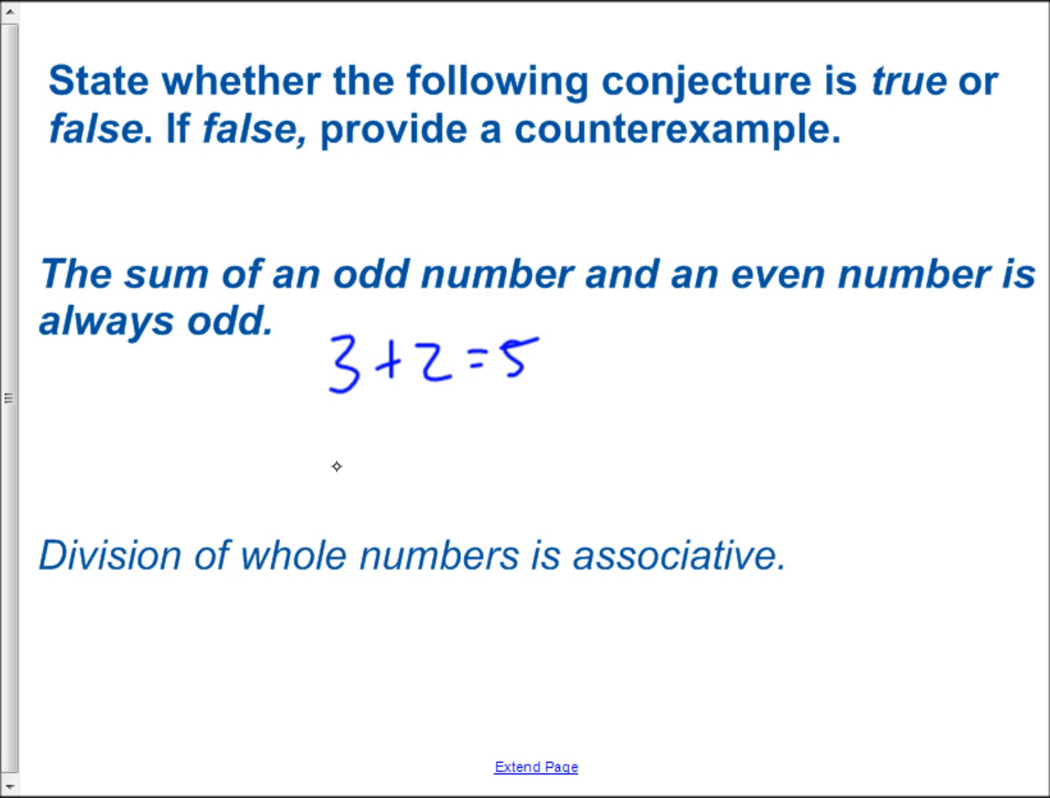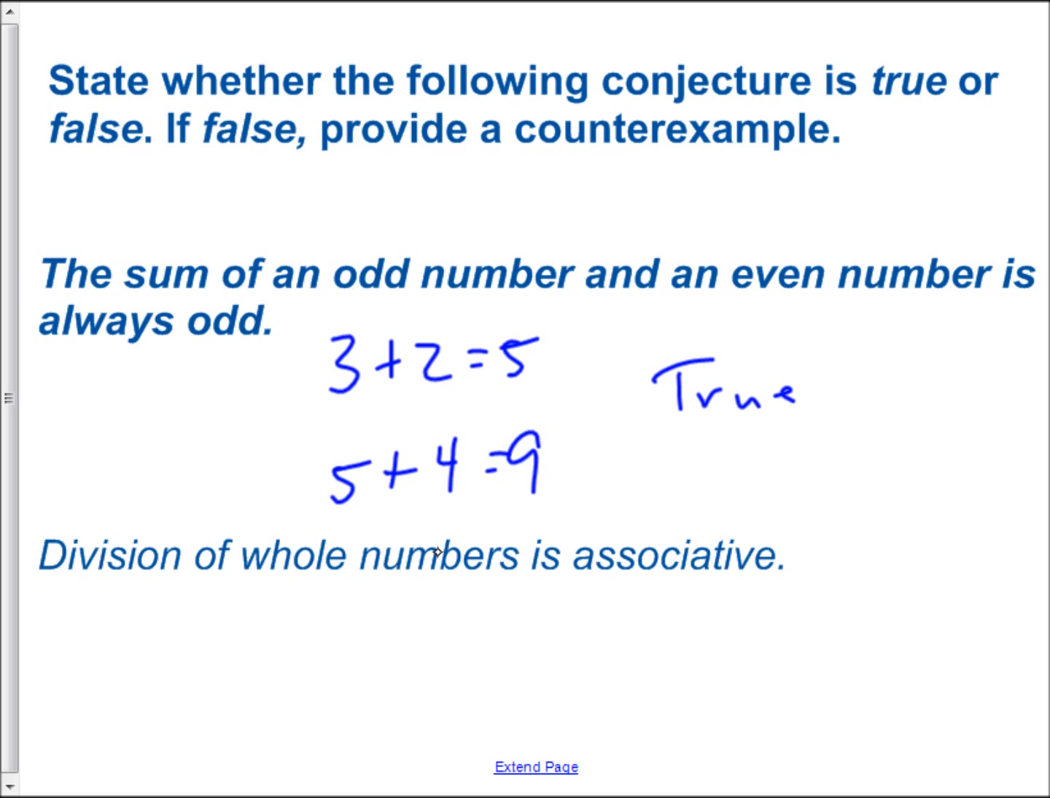Okay, let's try another one. Let's go 5 plus 4, and that equals 9. So I'm going to go ahead and say that because you have an even number and you're adding an odd number, you will always end up with an odd number. So this is true. All right, division of whole numbers is associative.